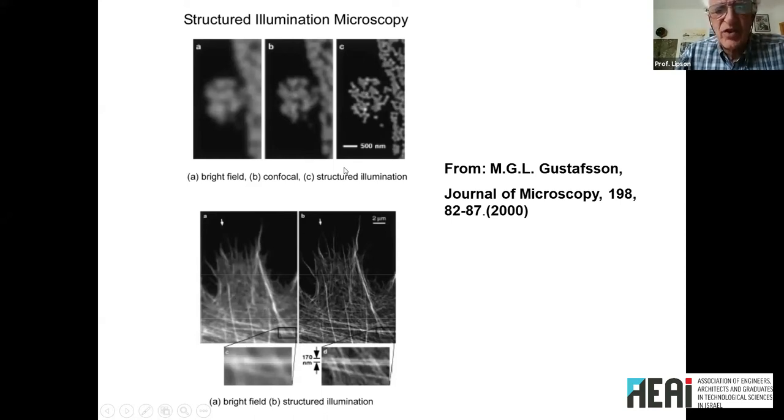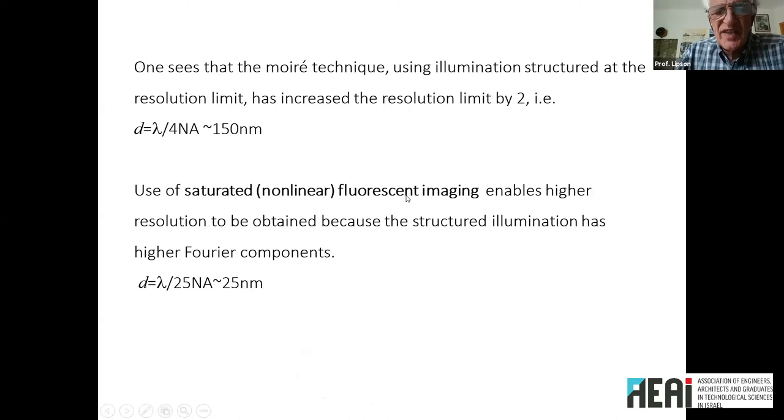And this is a biological implementation of the same thing, bright field compared with structured illumination. This is the best magnification where you can see the difference between the two. So that's the system which works and, as I said, has the great advantage of not needing a modification of the sample. And if you use saturated fluorescent imaging, but this involves modifying the sample, then you can get better resolution, up to 6 times the Abbe resolution. But as I say, this needs higher Fourier components, which means a nonlinear system, and it's difficult to do that without fluorescent conditions. But it can be done.